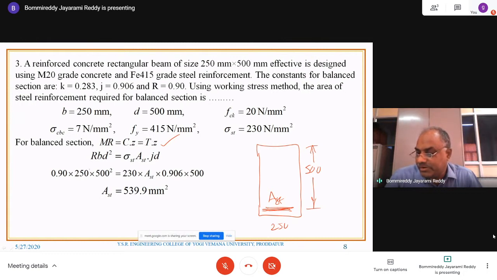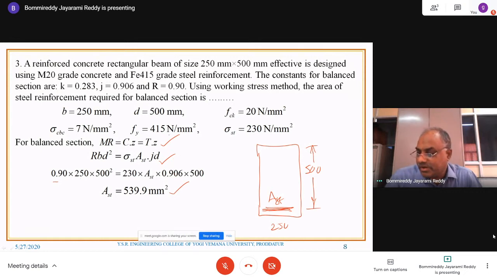So you know that particular formula, moment of resistance is RBD square, and the R value is given in the question. So RBD square is equal to the moment of resistance because of tension, sigma ST, AST, JD. For the balanced section, the lever arm is equal to JD. For the other two cases, the lever arm is D minus X by 3. So here substitute J and D and get the value of AST.